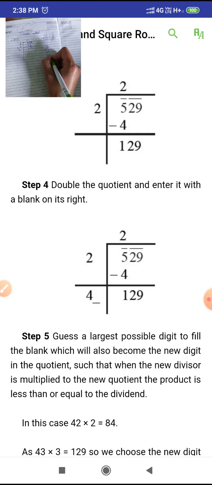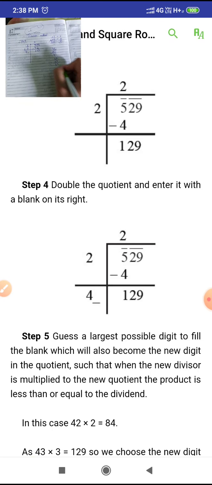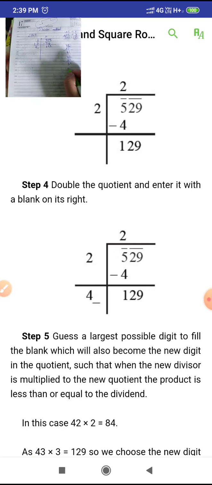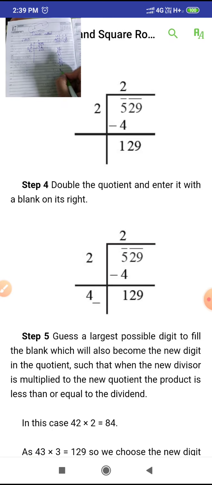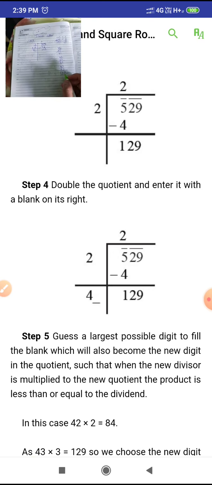Now take another number. If we fill the blank with 2 and multiply our number by 2, then we have 84. It is also less than 129. Now we are going to fill this blank by 3 and multiply this digit also by 3, then we have 129. It is equal to our dividend.